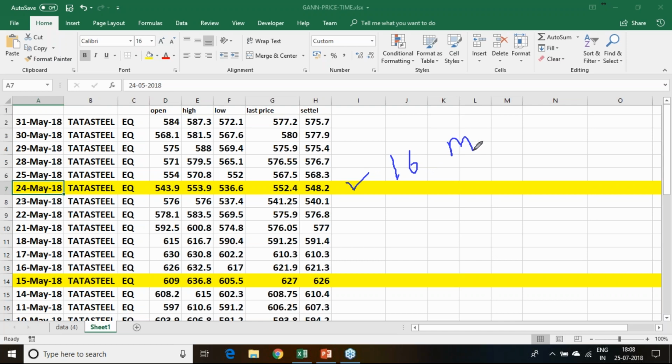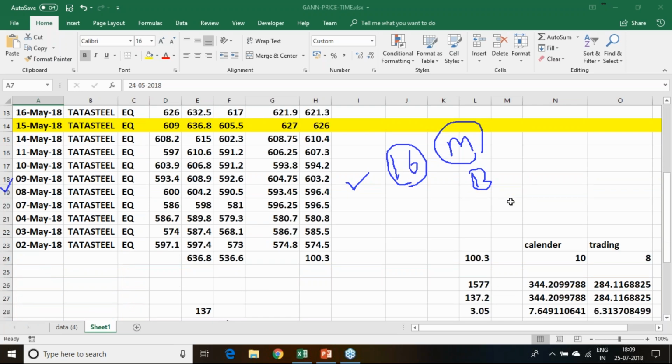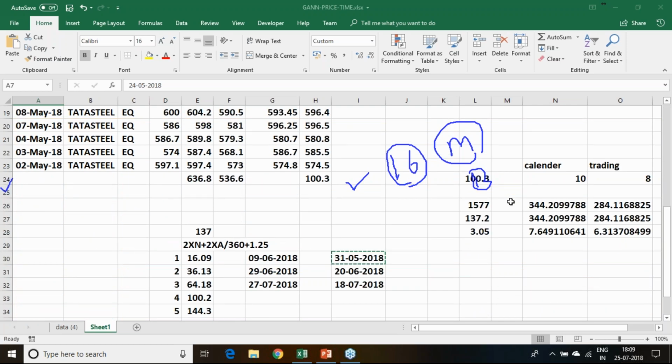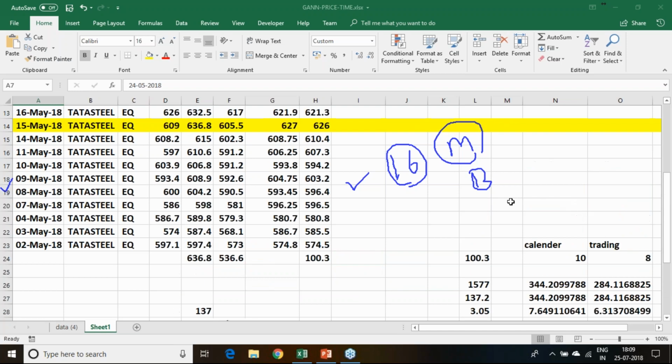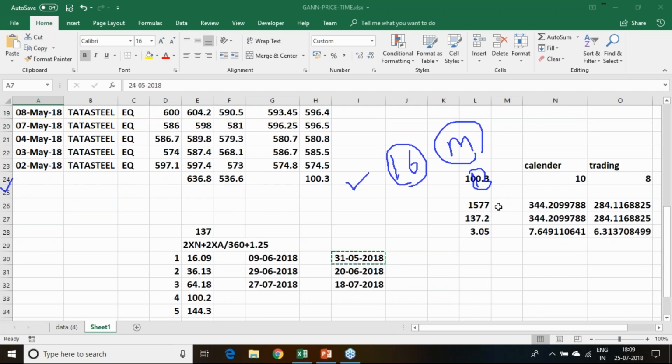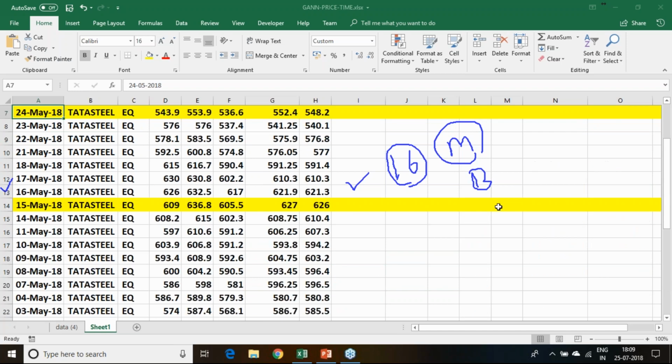I do not know whether a major top will come or a major bottom will come, but one major top or bottom is being expected 16 days from 24th May. You take it as a calendar day for the easy calculation purpose, because both the references we will be taking. We will be taking from 15th May also.